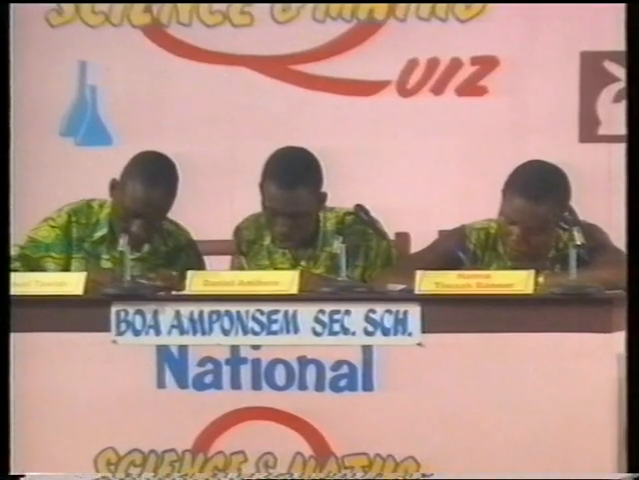Your question, Amponsem. A 1 kilogram object moving at 4 meters per second collides head-on with a 2 kilogram object moving at 8 meters per second in the opposite direction. If the two bodies stick together after impact, find the final speed. Daniel. 6 meters per second. That's not true, Daniel.